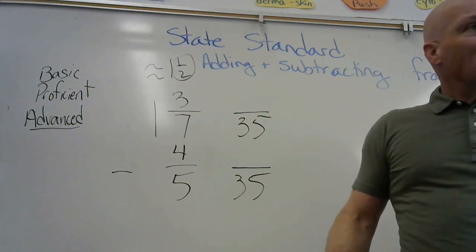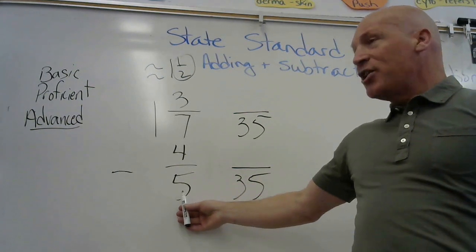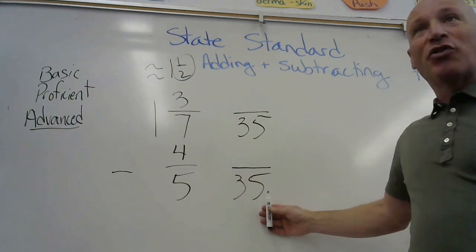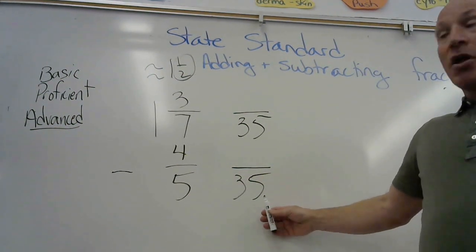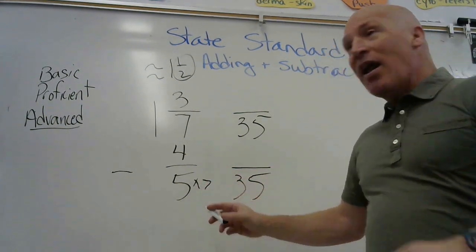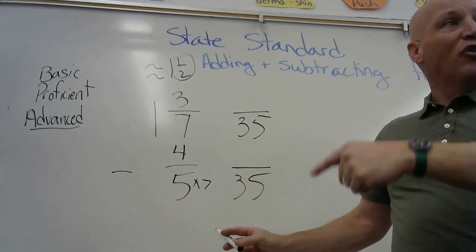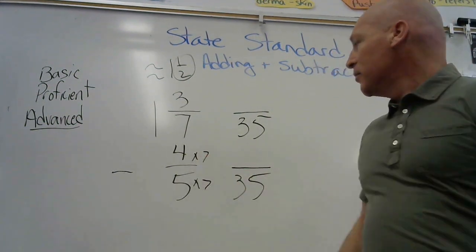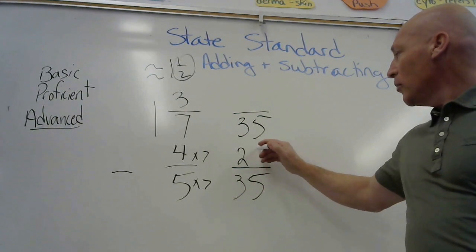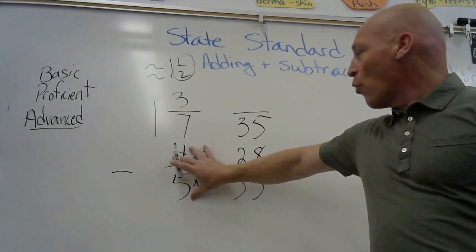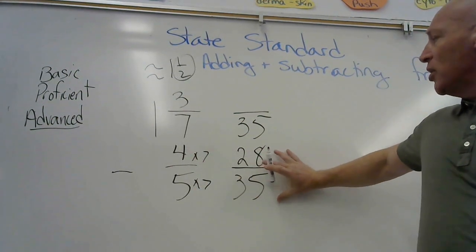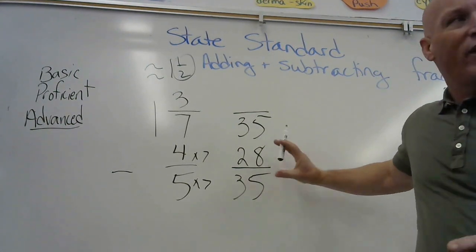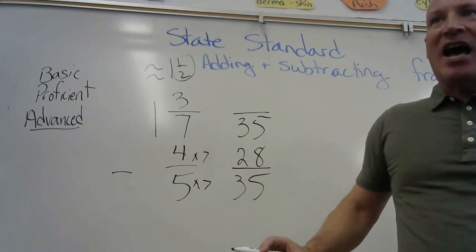Good. So now what you need to do is ask yourself, what did I do to 5 to get to 35? Multiply it by 7. And in this algorithm, whatever I do to the bottom, I've got to do to the top. So what's 4 times 7? 28. Now I know that 4/5 is congruent to 28/35. Those are equivalent fractions. It is the same value.